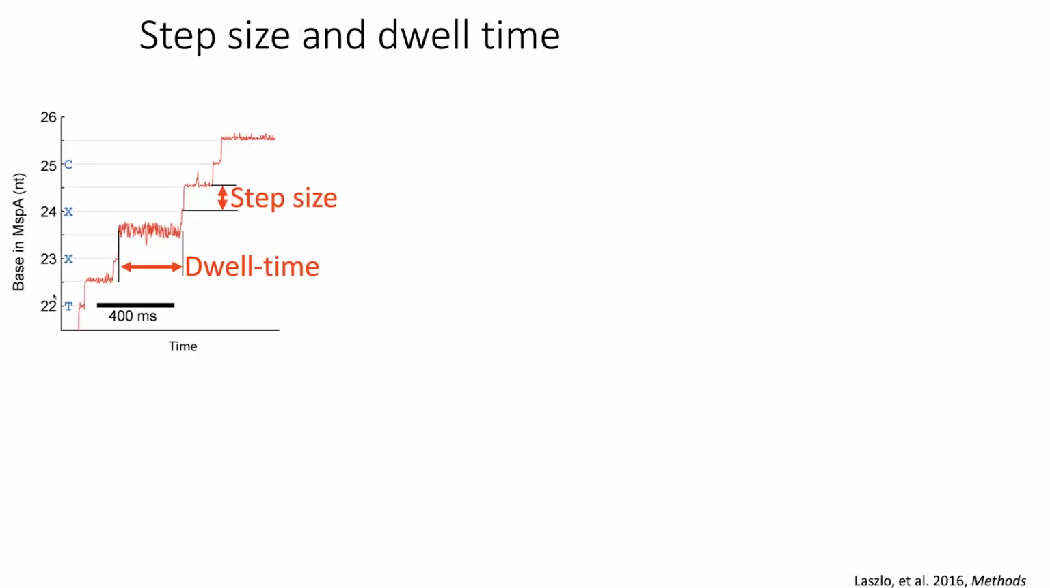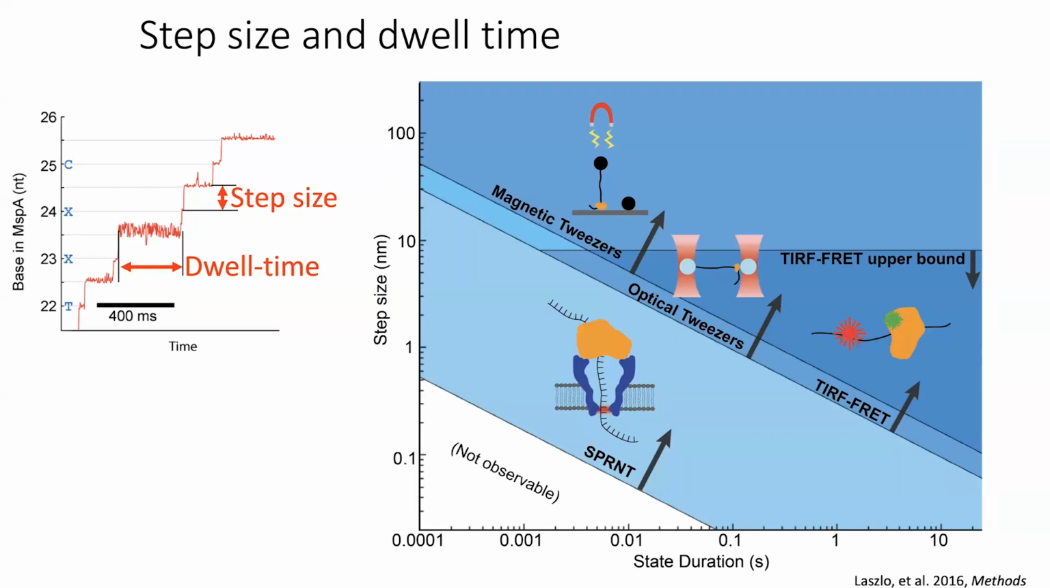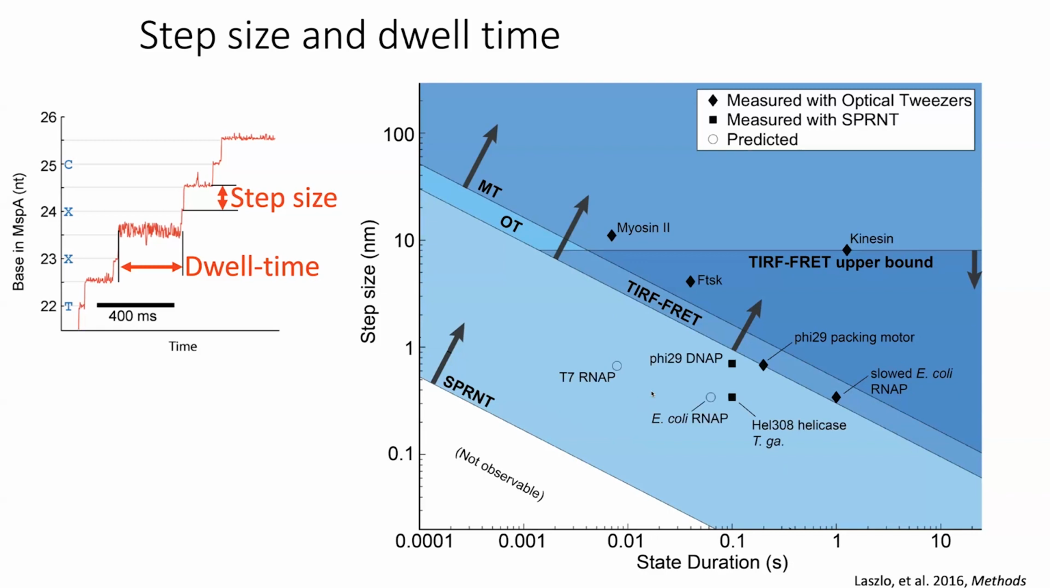If you've got one of these graphs that has position on this axis and time on this axis, one thing you want to know is, for a given step dwell time and step size, can you see it? And so this graph shows what's resolvable for a bunch of different single molecule techniques. Most of the motor enzymes that walk on DNA are actually faster than that. They take single nucleotide steps on millisecond timescales. And so it's really hard to observe them using the standard single molecule techniques.